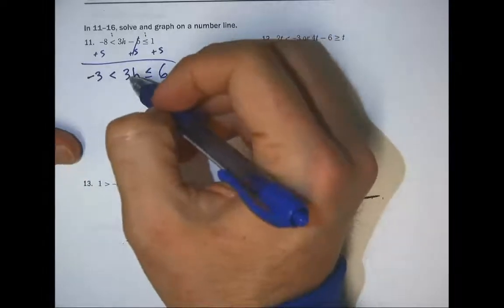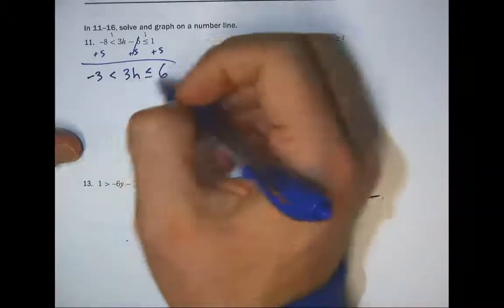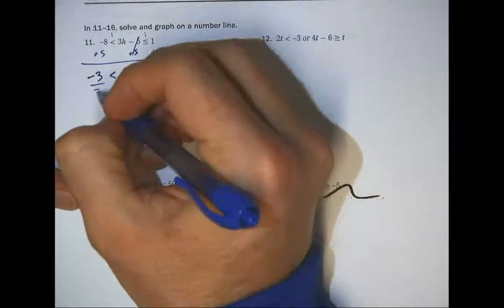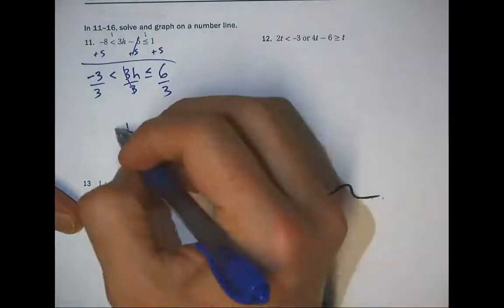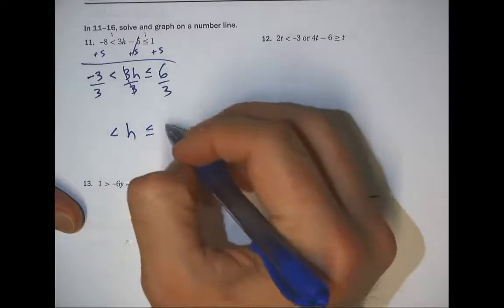Now, if I divide by a negative, all of these flip, but I'm not dividing by a negative, so I don't have to worry about that here. This clears out, leaving me h. No flips. 6 divided by 3 is 2. Negative 3 divided by 3 is negative 1.